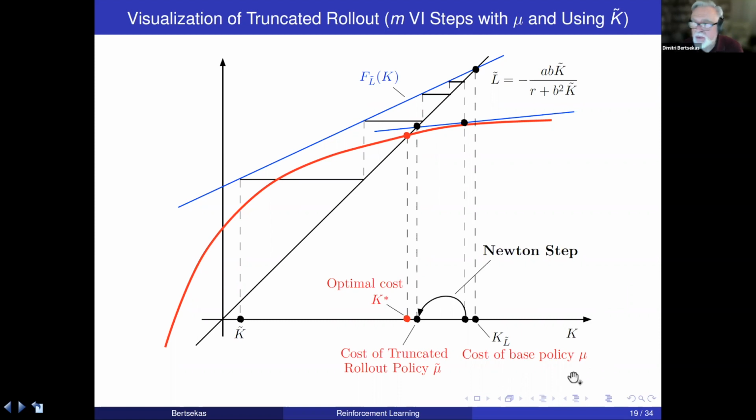But there are ways to select good values for K tilde. One way is to start from an arbitrary K tilde and then use a stable policy. Assuming you know a stable policy, you can do a lot of value iterations to push it into the good values area. That's one way. And the other is to simply use as initialization the cost function of some base policy. If I start the Newton step from here, it will work.